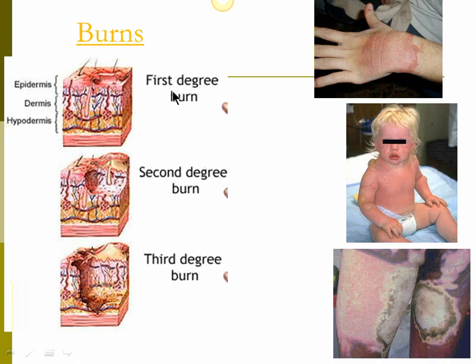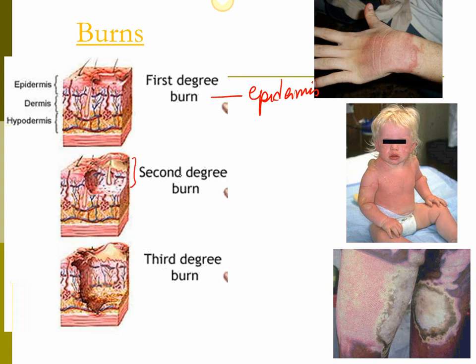As the picture shows here, the first degree is where it just involves the epidermis. So the first degree burn involves just the epidermis. And usually you'll see the area being red, erythema. You'll see that redness or erythema. A normal sunburn is a good idea of a first degree burn.